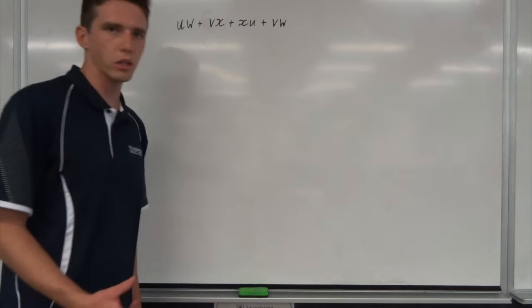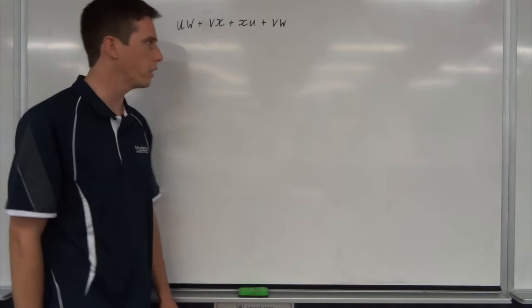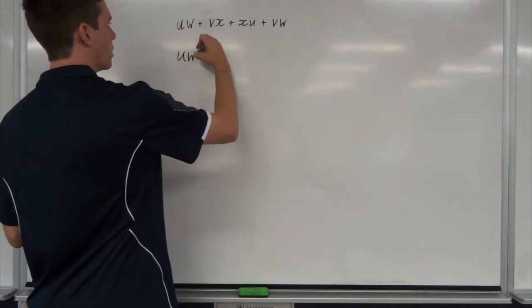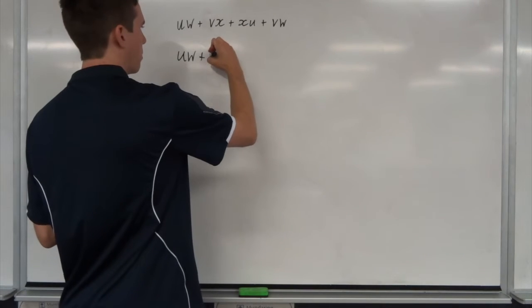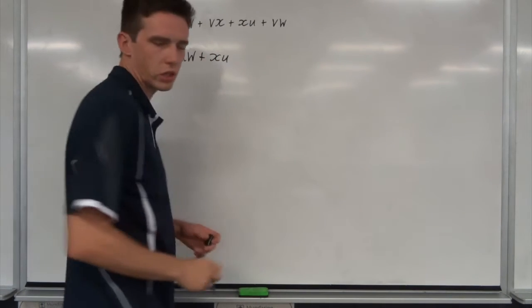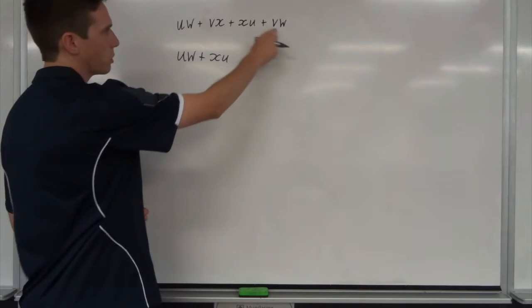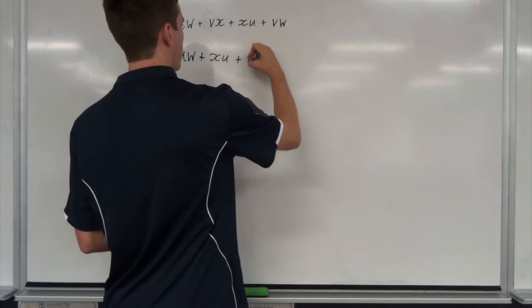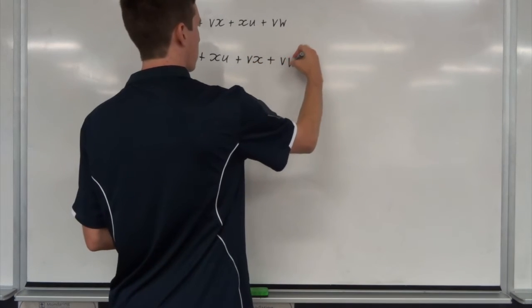Well, let's rearrange this. We're going to put the two terms that contain a U at the front. Okay, so let's do that. So we've got UW plus XU contains a U term. So we're going to pair them up. All right. There's multiple ways to solve this one. This is just one example. All right, and then these two terms contain a V. So we're going to put them next. So plus VX and plus VW.